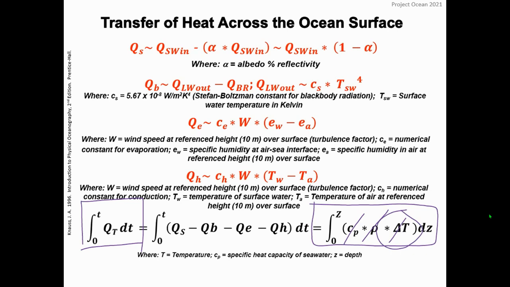Now this is a bulk approximation, but what it tells us pretty elegantly is if my net heat transfer across the air-sea interface is less than 0, temperature goes down. If it's greater than 0, temperature goes up.